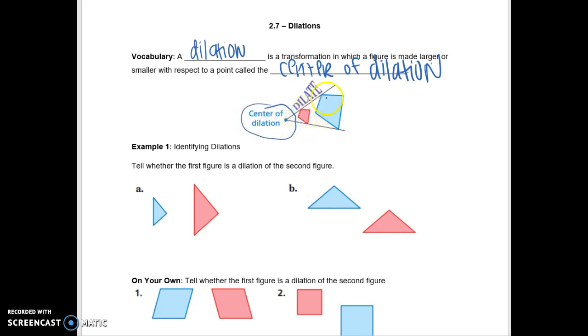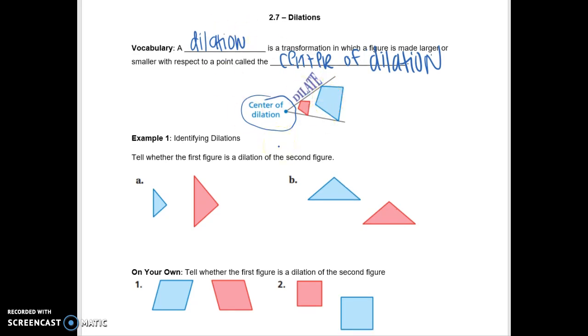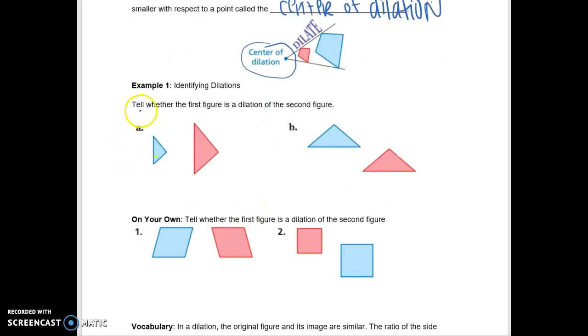It is an image, either smaller or larger. It's the same shape, it's just a different size. So if I take a look at example 1, they're both triangles and they're different sizes. This is a dilation. B, they're both triangles, however they're the same size. So this would actually be a translation. So no, because this is a translation.